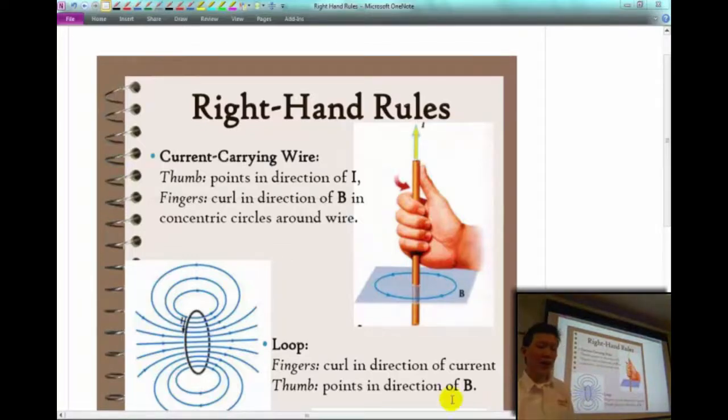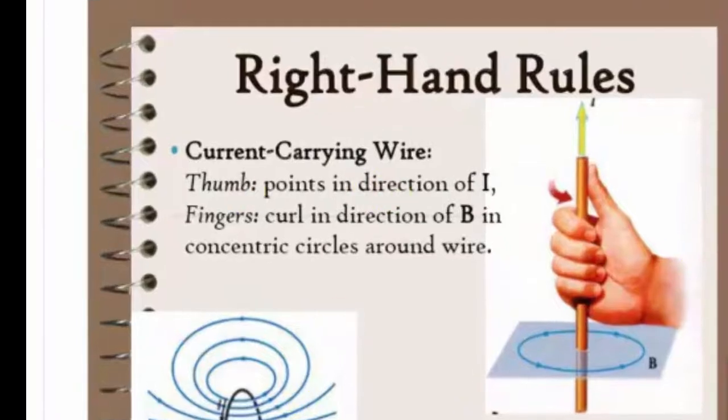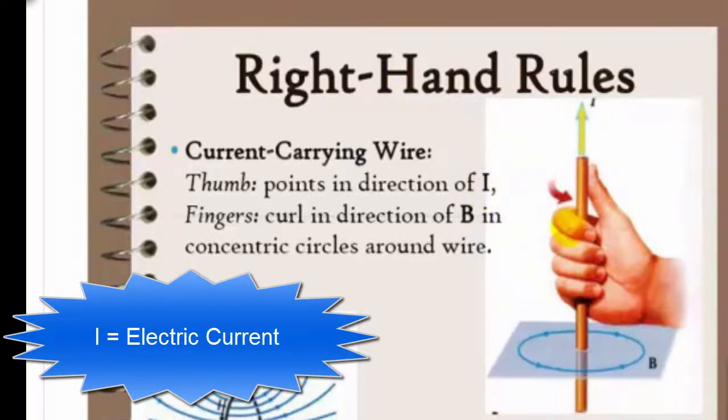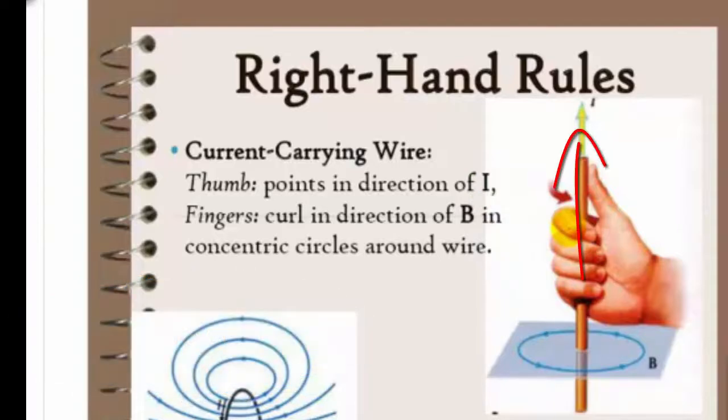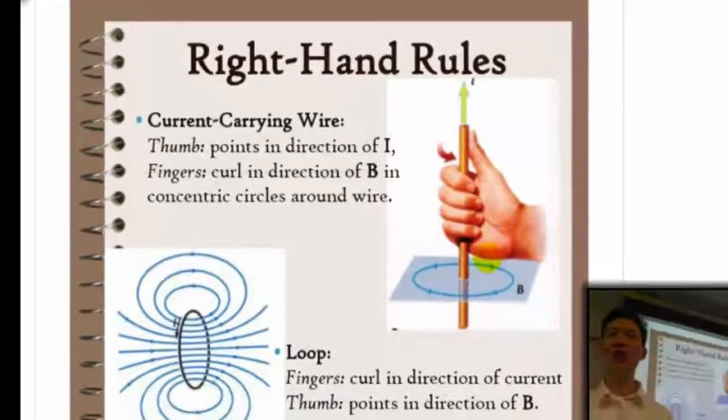So the first one is called the grip rule right here, where if you have a current flowing through a wire, you guys remember what the symbol I stands for? I is for electric current measured in amps. You take your thumb of your right hand, you point it in the direction of the current, and then your fingers curl in the direction of the magnetic field, B. And notice that the magnetic field is perpendicular to the wire. You see that? So magnetic field lines will flow in concentric circles perpendicular to the wire.